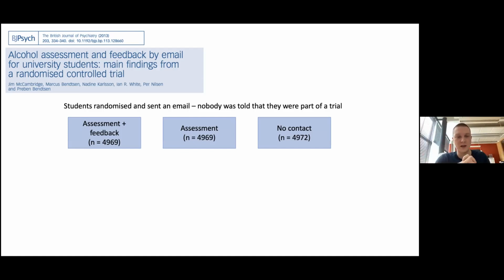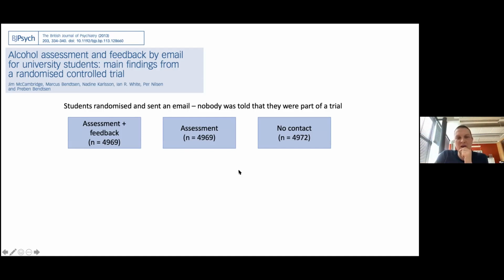One group got a link to assessment and feedback. So they got the full ESBI. That's the assessment and feedback group. There were about 5,000 participants in that group. One group got assessment only. They didn't get any feedback. They just got the assessments. And one group we didn't contact at all. They didn't get an email at all. We just had them randomized and stored for later purposes.